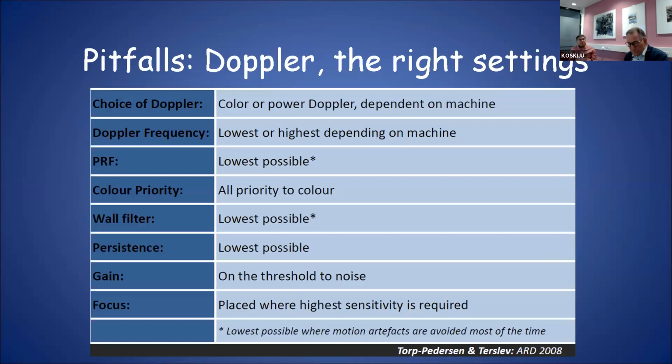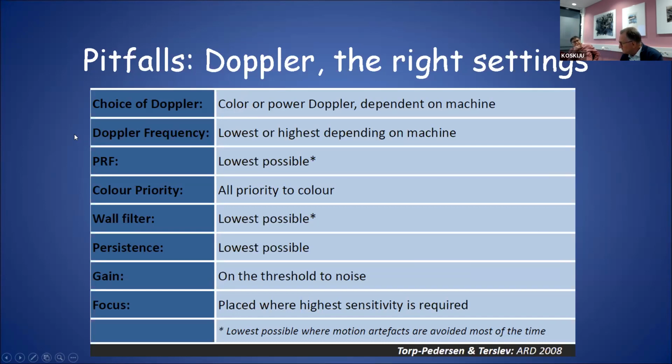And then we have the Doppler. Doppler is very tricky because there are many, many points which can go wrong. First, you have to choose power Doppler or color Doppler, and it depends on the machine. Thor Pedersen and I have done research that shows that different machines have different Doppler sensitivity. Some machines might have a good color Doppler, some machines might have good power Doppler. So the only thing you can do is take a clearly inflamed joint, adjust your machine, look which is more sensitive, and use power Doppler if that's better than color Doppler.